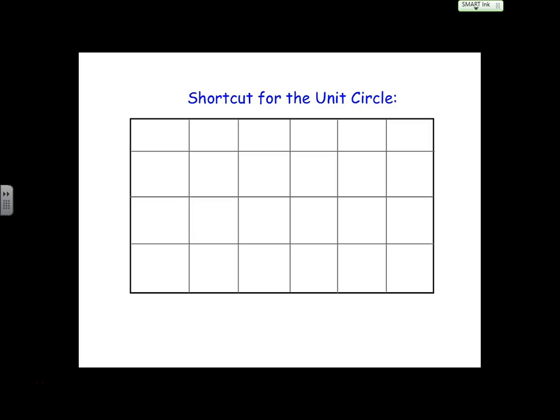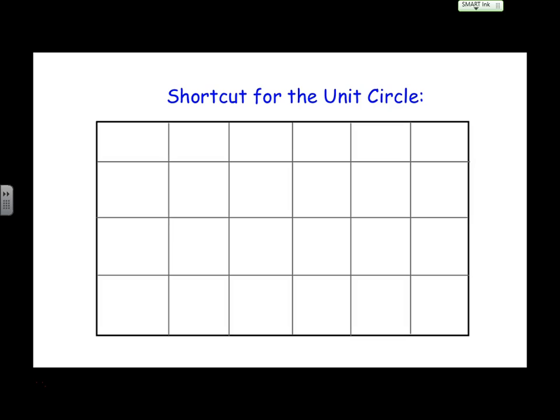I'm not making you fill in the entire thing, but if I was making you fill in the entire thing, if you want to practice, it's not bad. We're going to use it a couple times today. Question: what goes in the cheater chart for the unit circle?